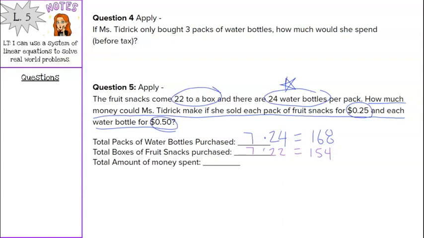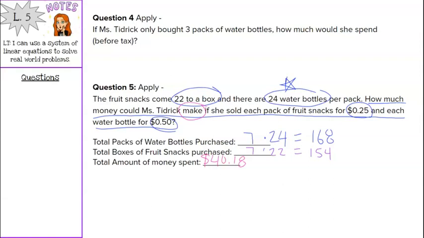Last, the total amount of money spent. I spent $14.47 the first time and $25.71 the second time, which combines to $40.18. So that's how much money I've already spent. So when you're calculating profit, so how much money I could make, we have to subtract out the money already spent, because that's not money that I made. I already had to put that toward the purchase.